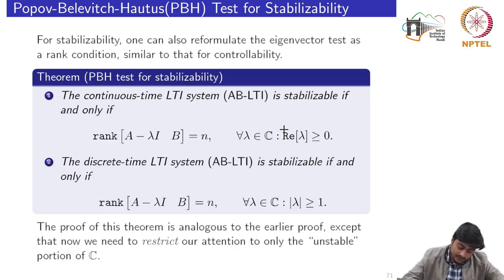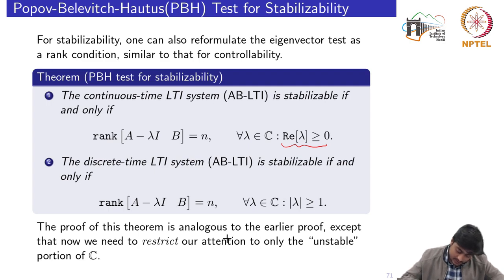So if you recall the result for the controllability, this condition was not there while testing the rank condition. But for stabilizability, as we had seen in the eigenvector test, we are only concerned with the eigenvalues which are on the right hand side. So again, for stabilizability, we are concerned only with the eigenvalues which are on the right hand side. Okay. So for the discrete time system, we would have the same result, but those eigenvalues should be outside the unit circle or on the boundary of that unit circle.